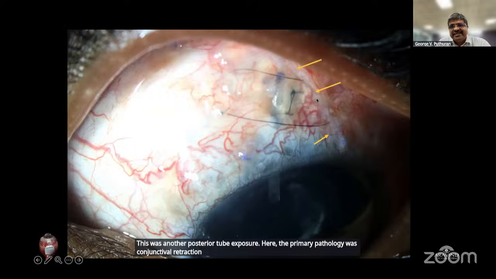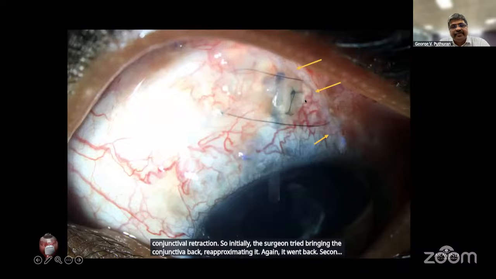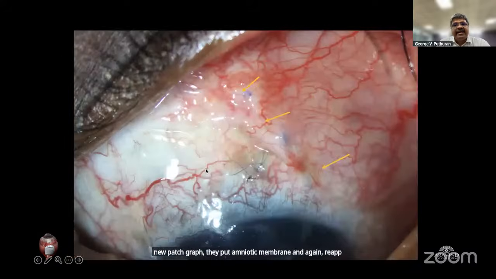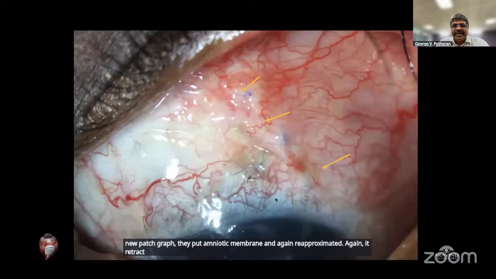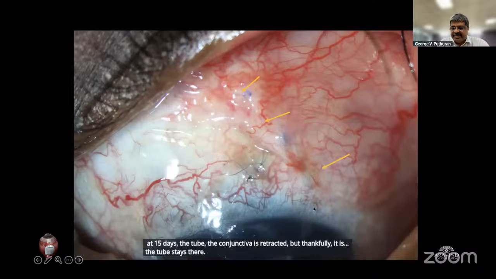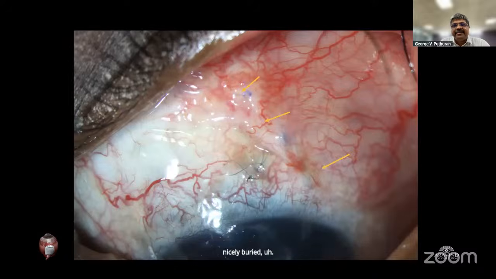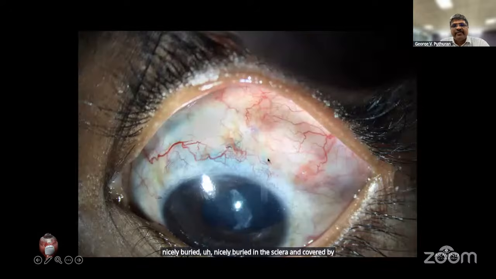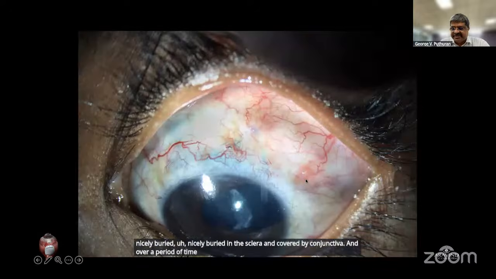Initially, the surgeon tried bringing the conjunctiva back, reapproximating it. Again, it went back. The second time, they placed a new patch graft, put amniotic membrane and again reapproximated. Again, it retracted. So finally, when we repositioned the tube to a different site, again at 15 days the conjunctiva is retracted, but thankfully, the tube stays there, nicely buried in the sclera and covered by conjunctiva. Over a period of time, we were able to salvage this site.